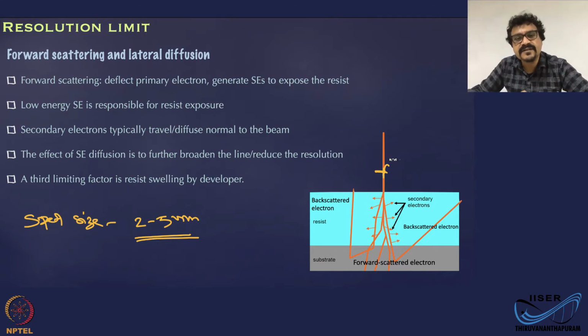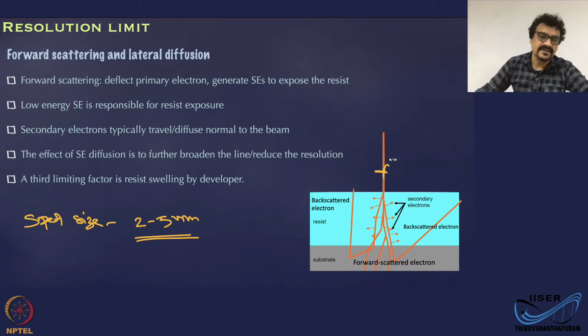And these are much lower in energy, and these are responsible for exposing the resist, or responsible for the chemical change that happens in the resist. These secondary electrons are the ones which do the job for us in the lithography process. So they are generated and mostly travel in the direction perpendicular to the primary beam. So they travel somewhat laterally, okay? And they also diffuse laterally.